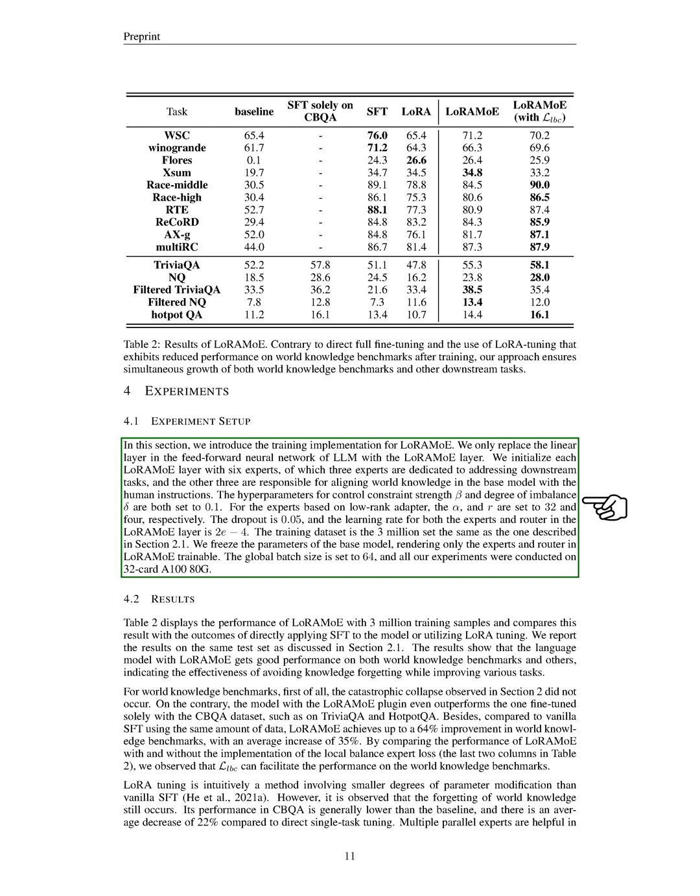We've also set the dropout to 0.05 and the learning rate for both the experts and router in the LoRAMoE layer to 0.0002. We've used the same 3 million dataset for training as mentioned in a previous section. We've kept the base model's parameters constant, only allowing the experts and router in LoRAMoE to learn. We've used a batch size of 64 for our experiments, which were conducted on a 32-card A100 80G.